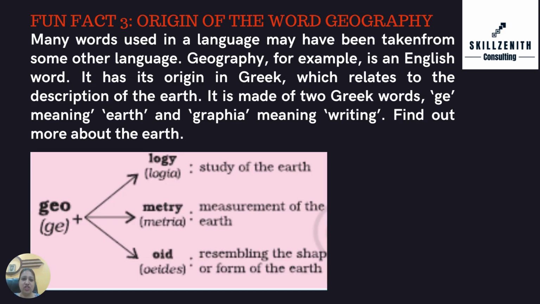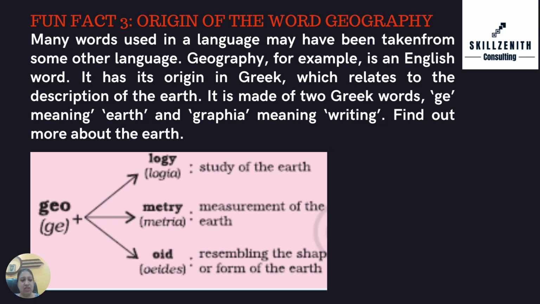Fun fact 3, origin of the word geography. Just like the word solar, there are many other words in the English language that are derived from other languages. Similarly, the word geography is an English word, but it has its origin in Greek. That means it is derived from the Greek language. It means description of the earth. It is made up of two words, GE or G meaning earth and graphia meaning writing. So when you put these two together, it means geography.